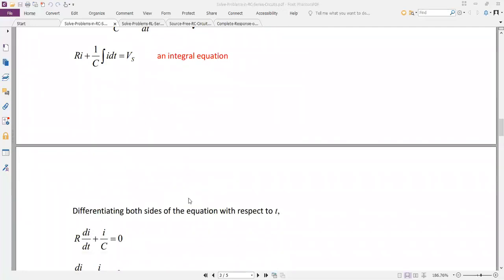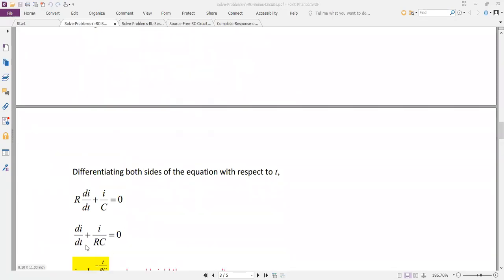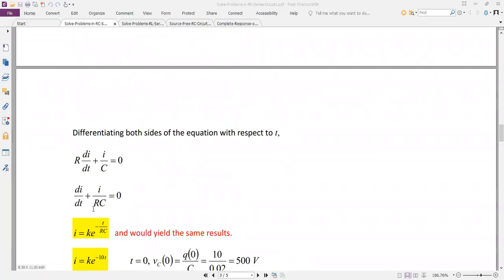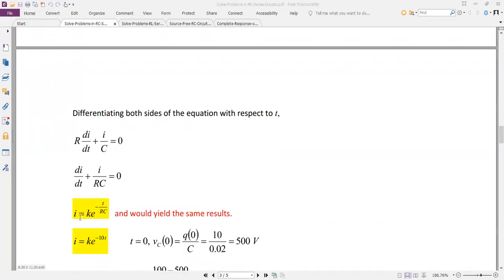If we process this one by differentiating both sides of the equation, then you will have the derivative of I with respect to time, and the derivative of this will be simply the I, and the derivative of a constant will be a 0. Then we will divide the entire equation by R, and we have this. And our I, in this case, is K e raised to negative t over RC.